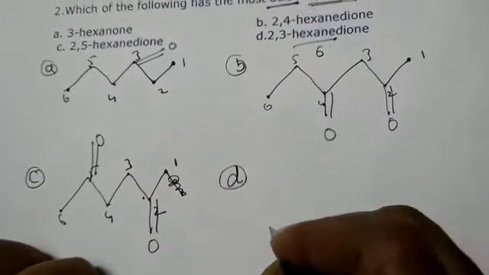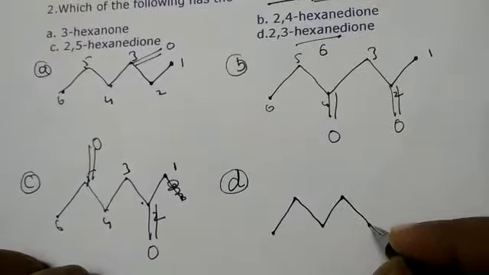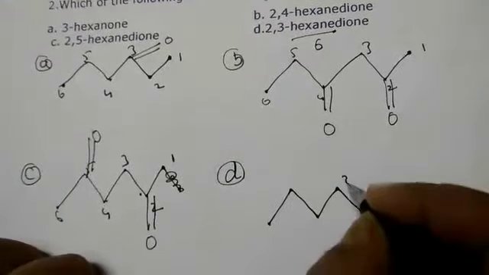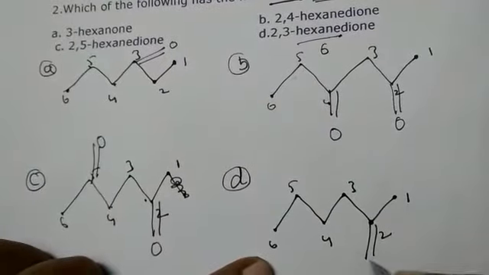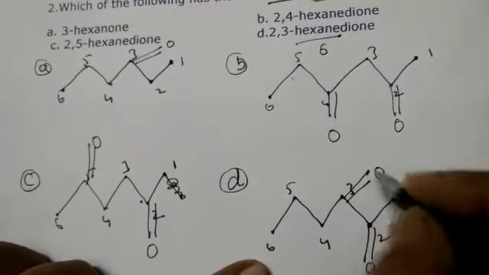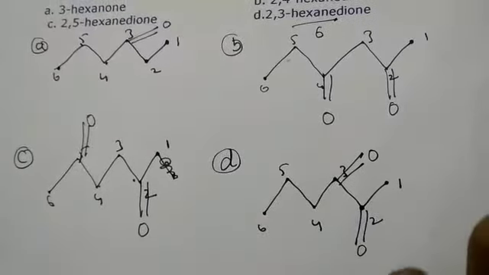Let me write 1, 2, 3, 4, 5, 6. Numbering 1, 2, 3, 4, 5, 6. What is the position? 2 and 3. For the 2, give the double bond O. Okay, now all the 4 structures are available.